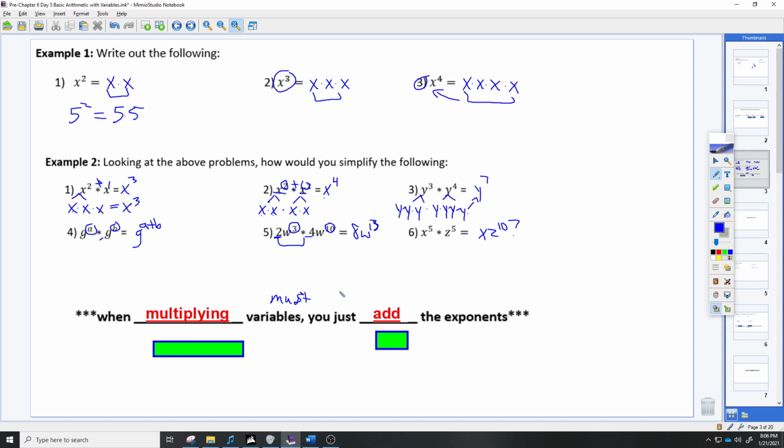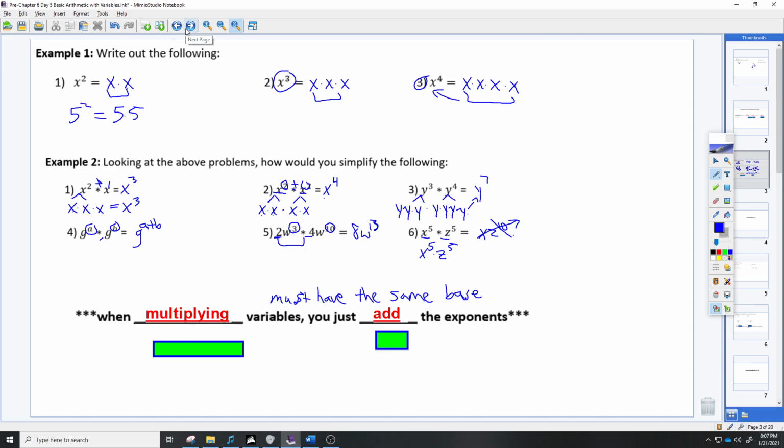Must have the same base. And by base, I mean it has to be the same variable. x and x or z and z. So this actually does not work, and this is the answer. x to the 5th times z to the 5th does not change. That's all you can do.